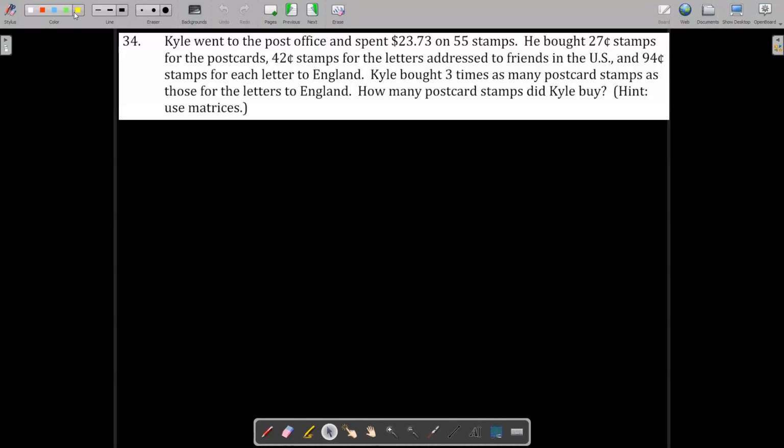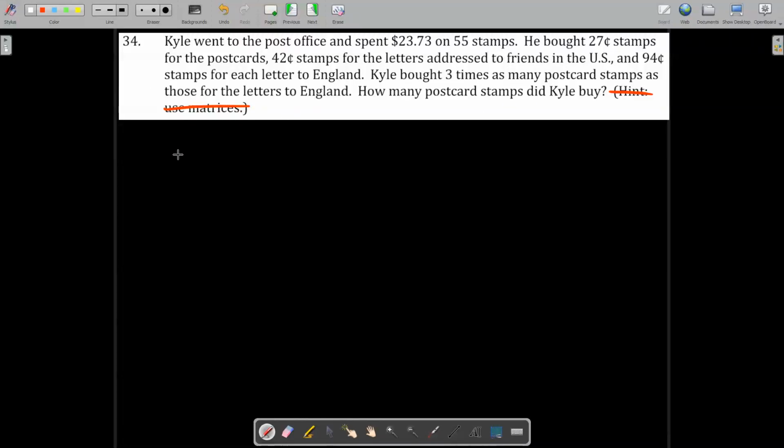Hint, use matrices. Okay, so we're not going to do that. On the actual test, I just want you to set up the system of equations in standard form. That's it. So we don't actually have to figure out how many postcards he bought. So we're going to have 3 variables, one for the postcards, one for the stamps for the U.S., and one for the England stamps.